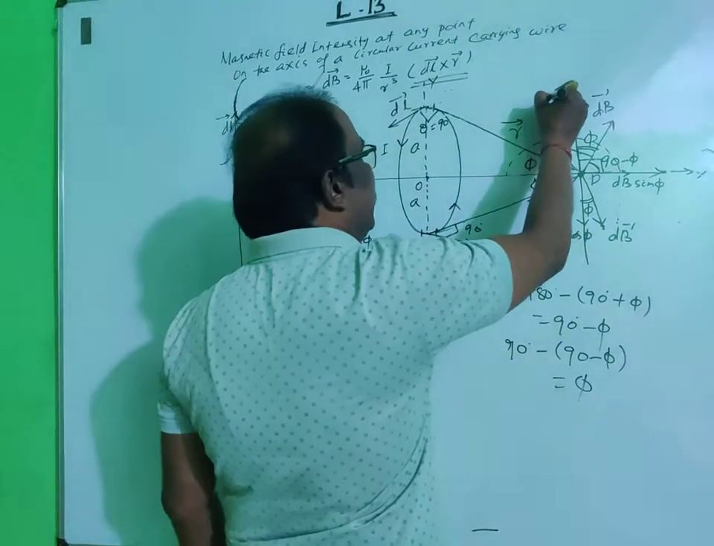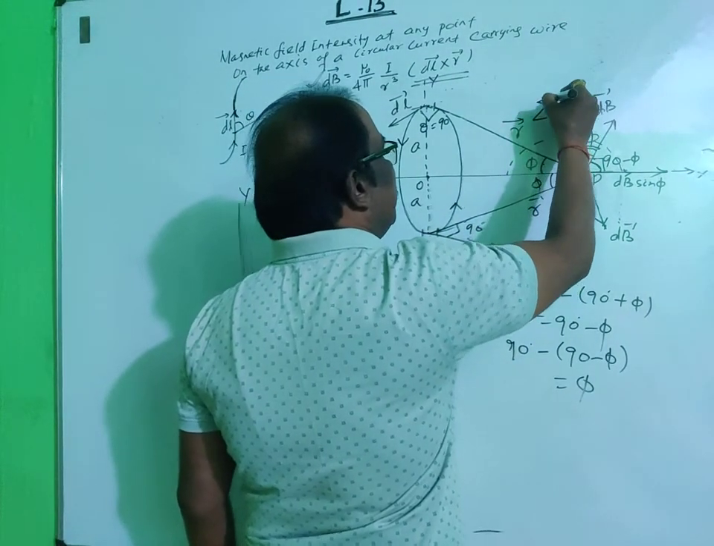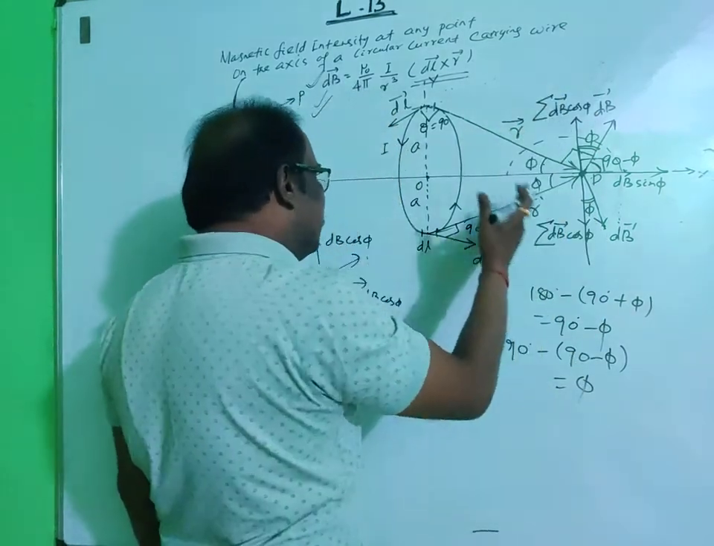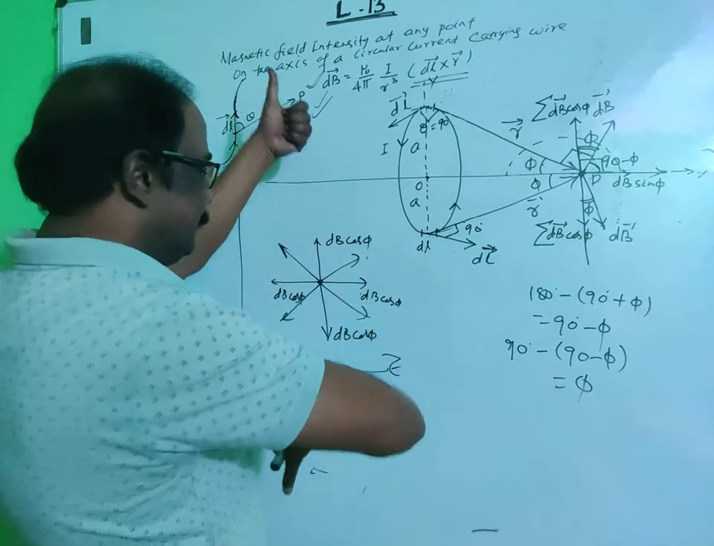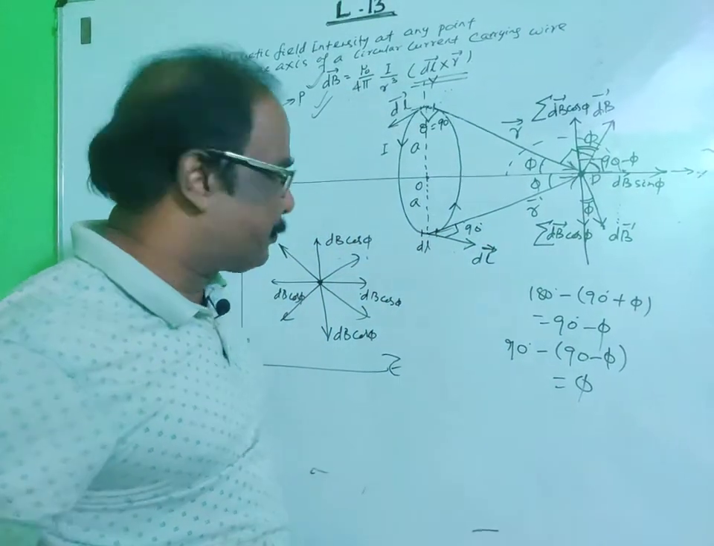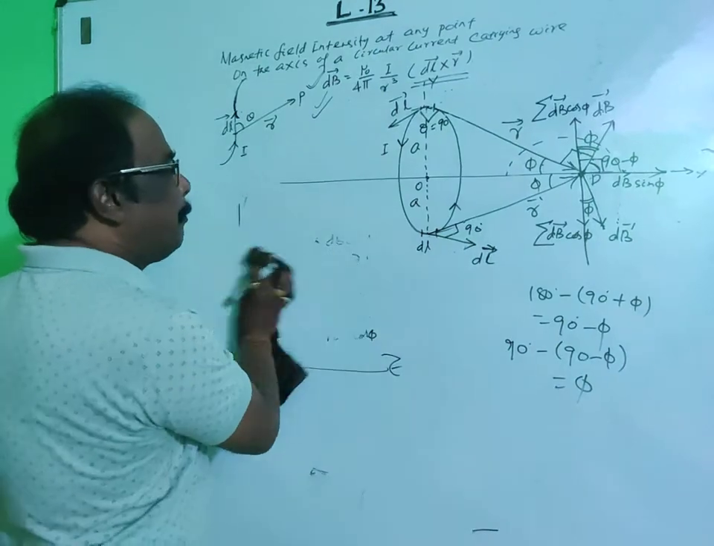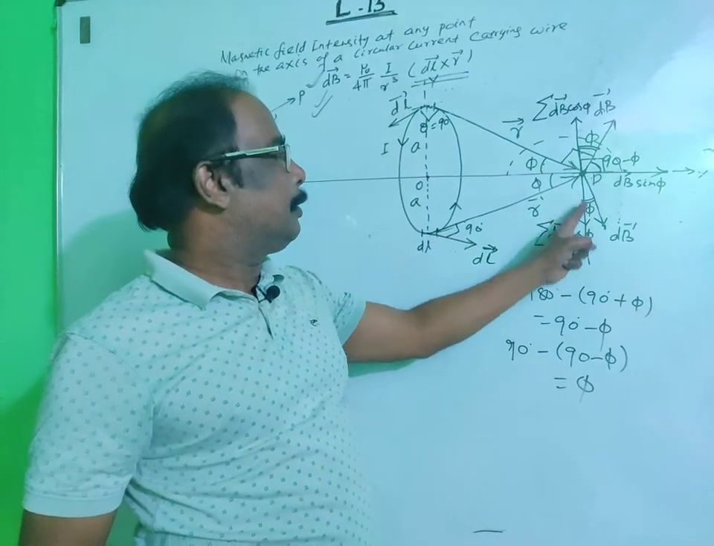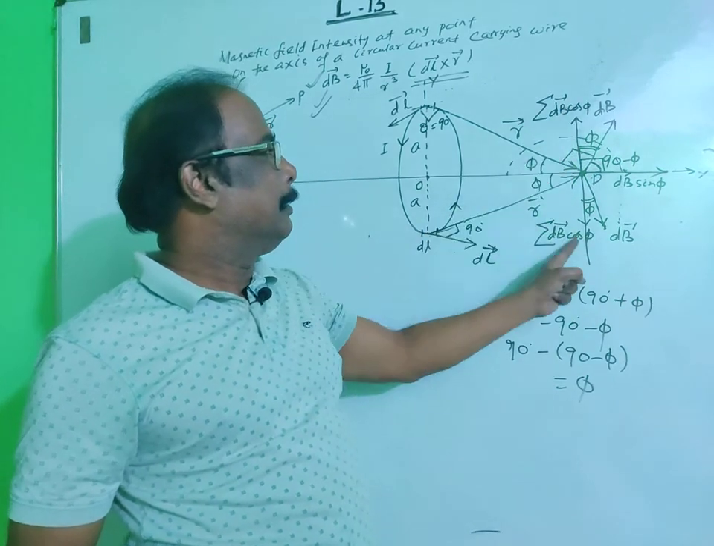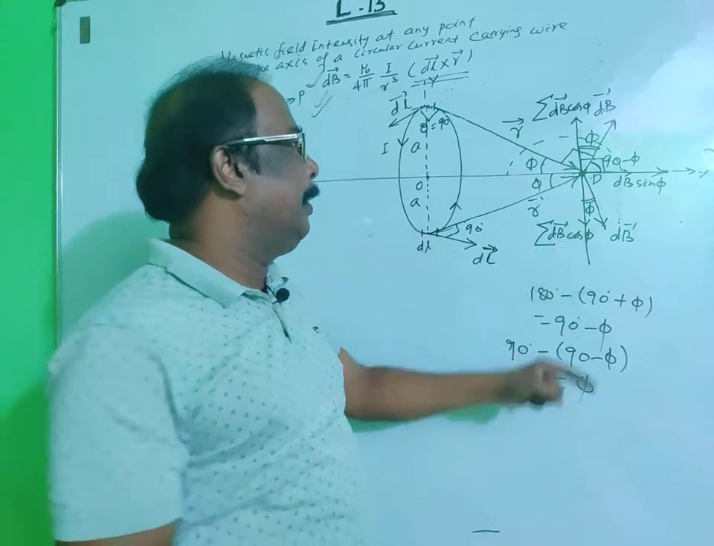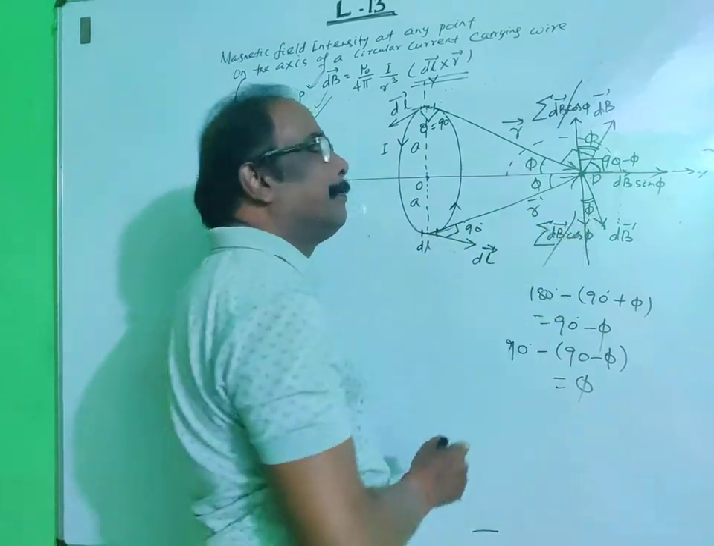So you may take here, this is the sum of dB cos phi. This is also the sum of dB cos phi, which cancel each other because it is symmetric and in opposite direction. So the sum of dB cos phi is 0. Both cancel each other. Magnetic field is a vector.